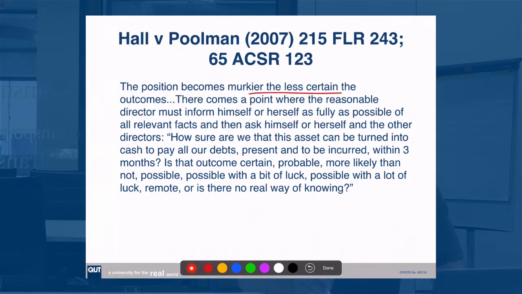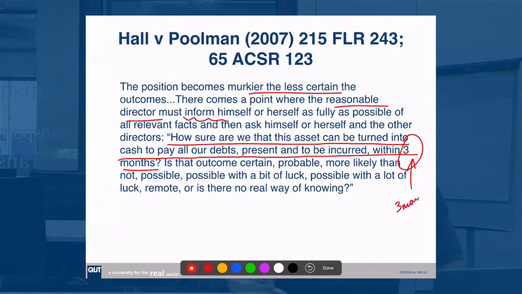But there comes a point when a reasonable director must inform himself or herself as fully as possible of all the relevant facts and ask himself or herself and the other directors, how sure are we that this asset can be turned into cash to pay our debts, present and to be incurred within 3 months? Notice this time frame. Got to be able to pay them for 3 months. If you can't pay your debts as and when they fall due within the next 3 months, then looks like you're insolvent.